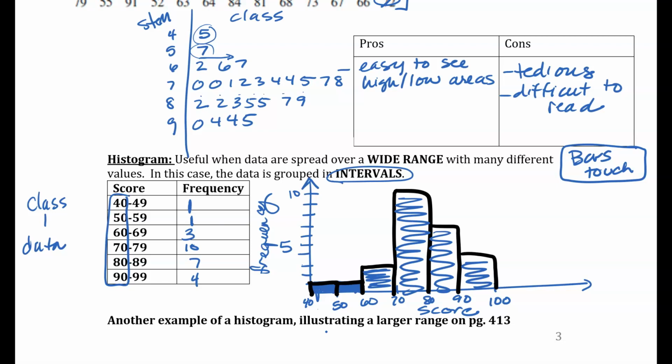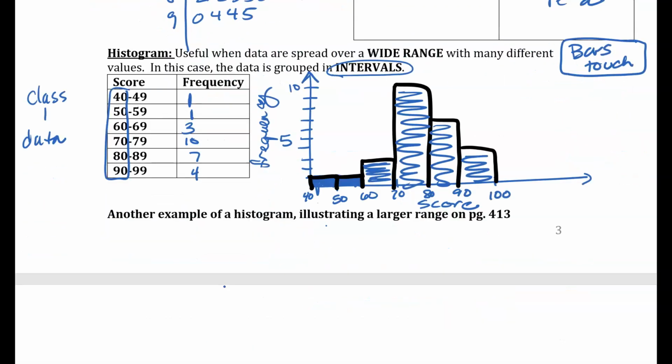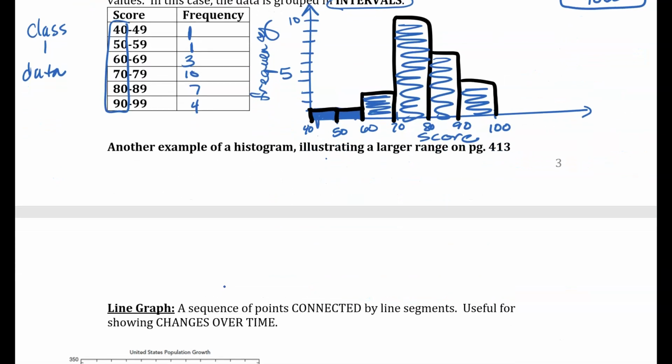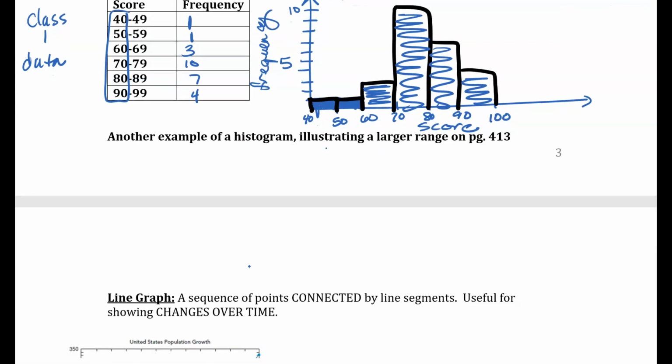Pros of a histogram, I think it's nice. It's a really nice way to graph ranges of data, and it's a really good way to see highs and lows. So just like that stem and leaf plot, where are there peaks, or are there more than one peak? It can be time consuming because you need to do a frequency chart first, but when you're done, it's a good way to display data. As I noted here, there is an example in the book where there's a larger range if you want another example of a histogram.